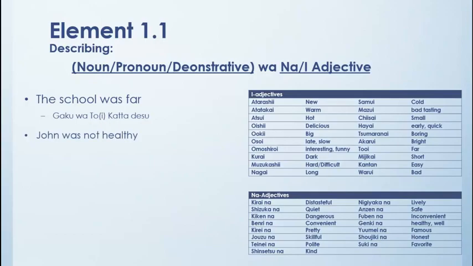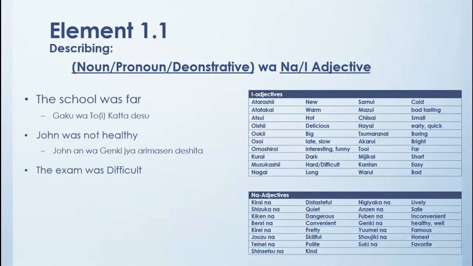John was not healthy. Pause it and then construct. Okay, here's the answer. John-san wa genki ja arimasen deshita. Again, was not, so that will be past negative. Let's have another one.